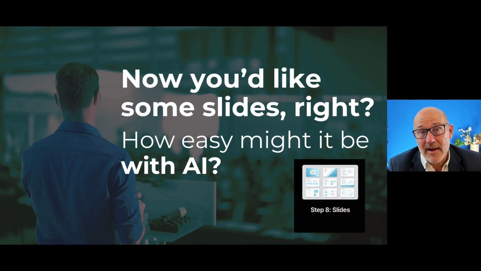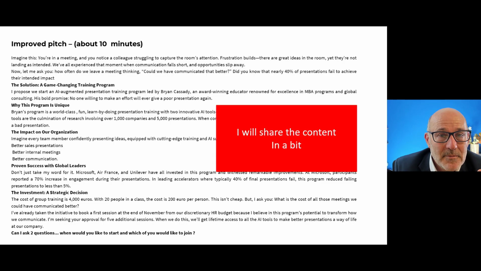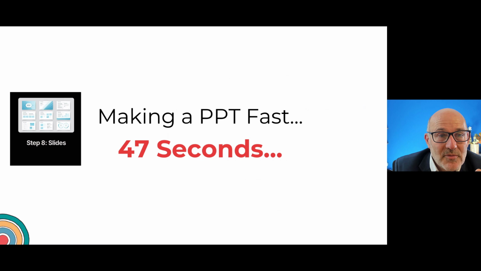How easy might it be using AI? Well, I'm going to show you how easy it could be. We have a single magic prompt. It's: please act like a pitching coach, expert at making talks and pitches. Please make a slide outline for a PowerPoint presentation based on this pitch. For each slide, provide a title, key bullet points, the script, and suggest an image to be used. You can take that short text-based presentation, just like this, drop it in, and what'll pop out is an outline for a presentation.